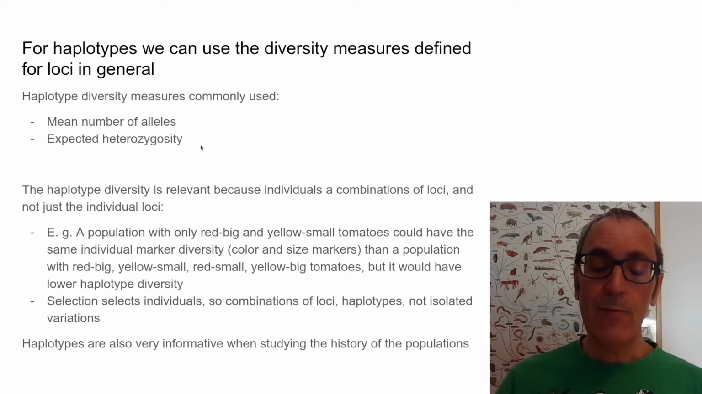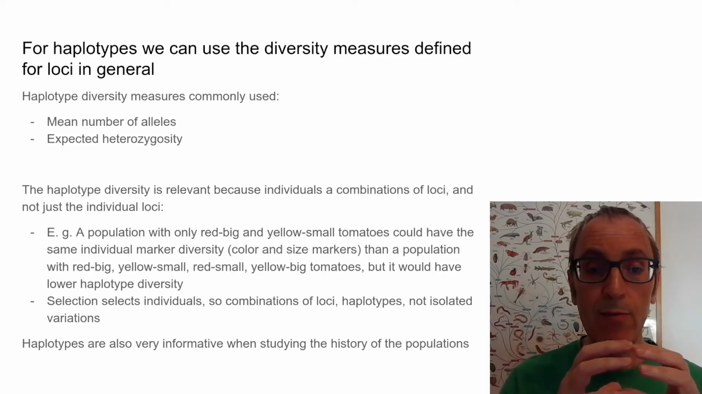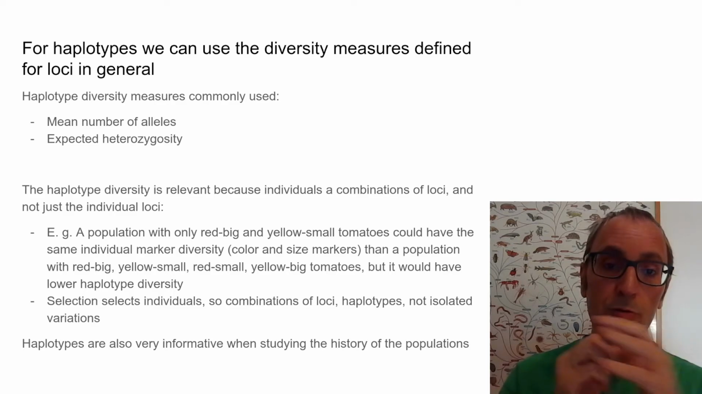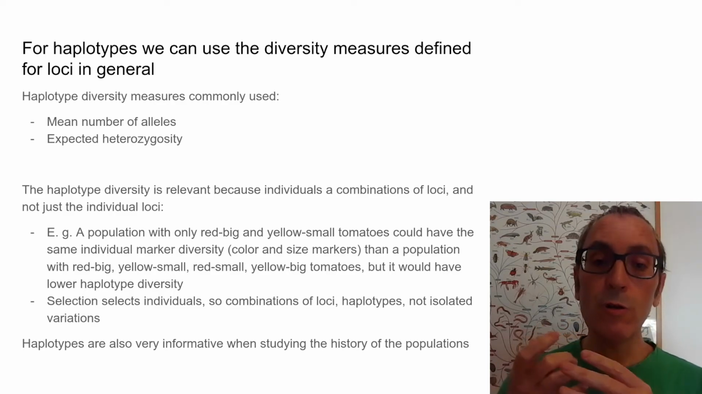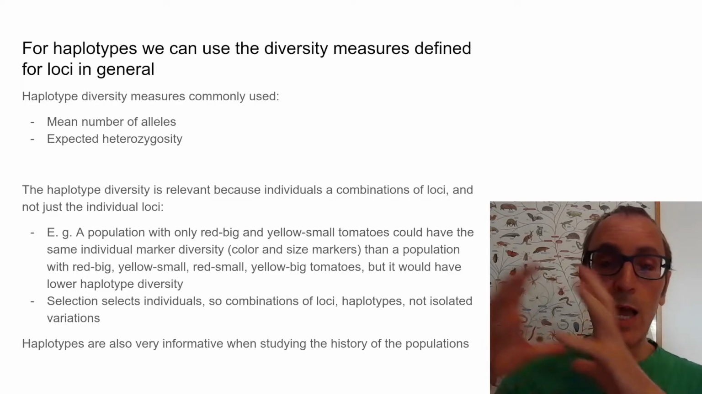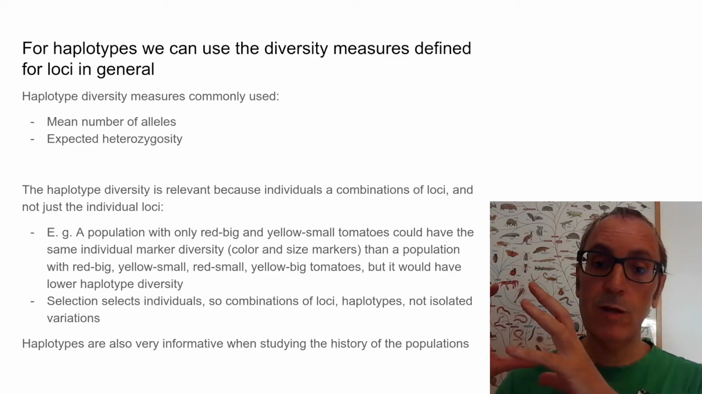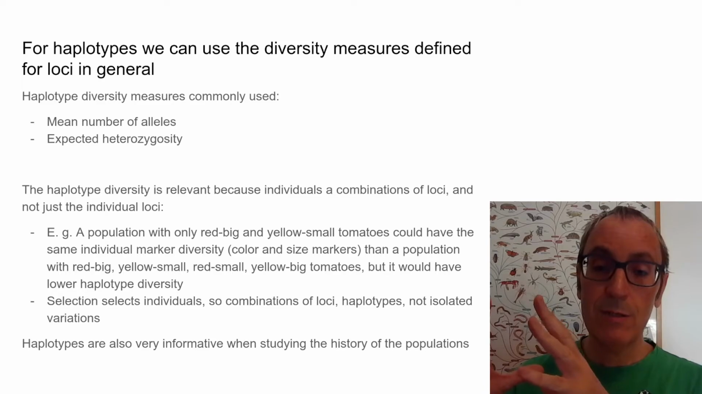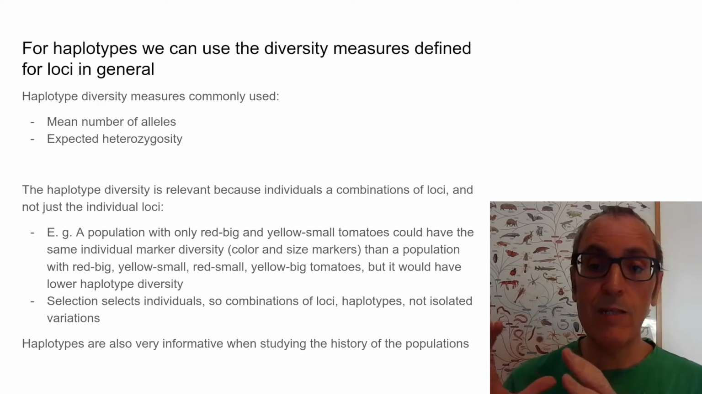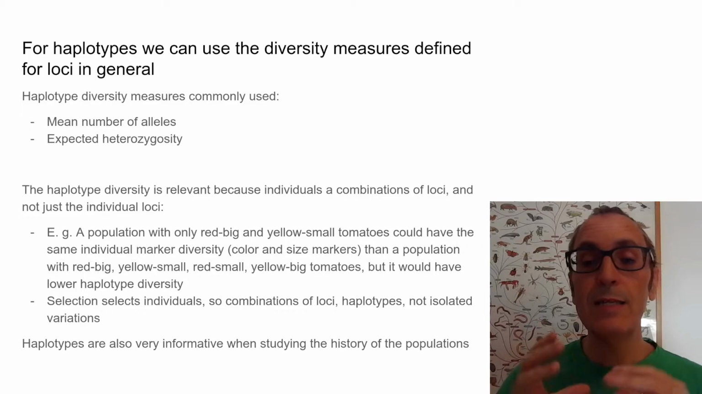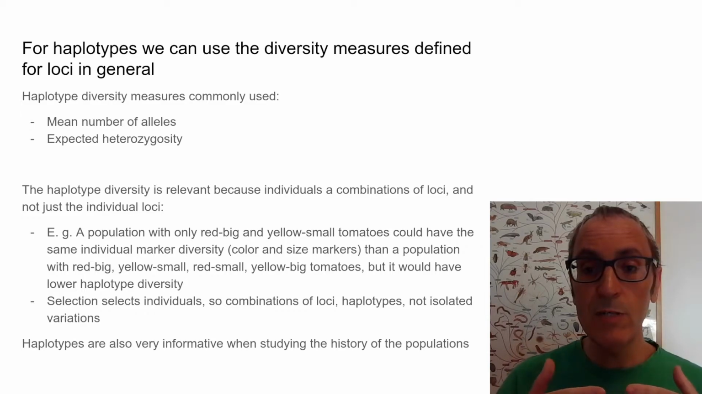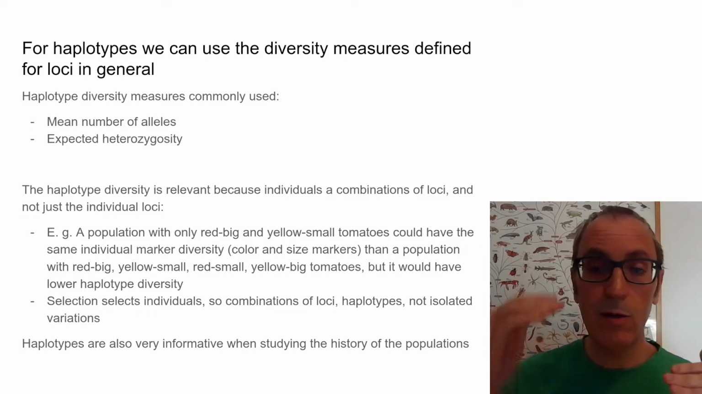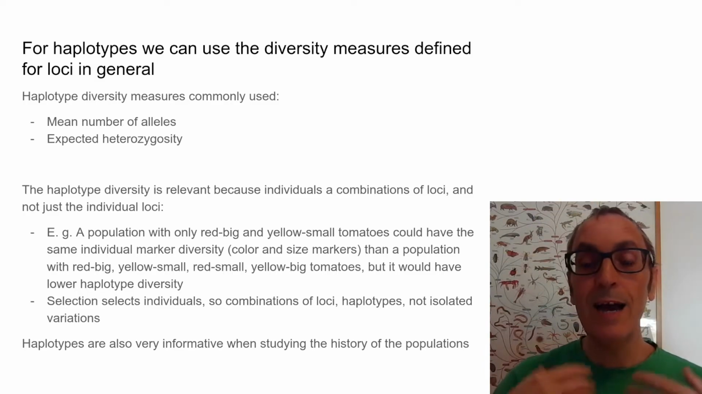But we could have a population with the same loci and the same alleles with more diversity. We could have a population with the red big tomatoes and the yellow small tomatoes, but also red small tomatoes and yellow big tomatoes. Same genotypes for the individual marker, for the individual locus, but more diversity if we consider the combination of different loci, if we consider the haplotypes.